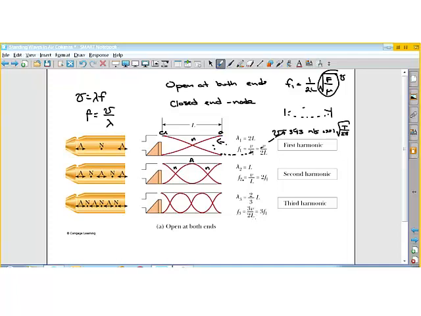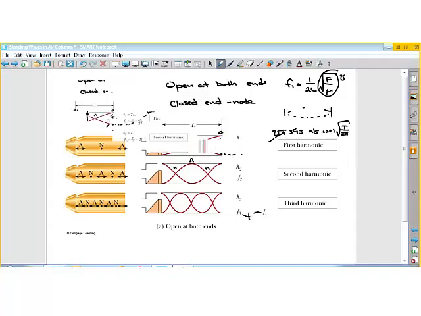Again, looking at what the fundamental or first harmonic is, it's V over 2L. Here we have 3 V over 2L. So the third harmonic is 3 times the fundamental frequency. And so this kind of arrangement gives you a fundamental harmonic, first harmonic, second harmonic, third harmonic, which are just integer multiples of the first harmonic.